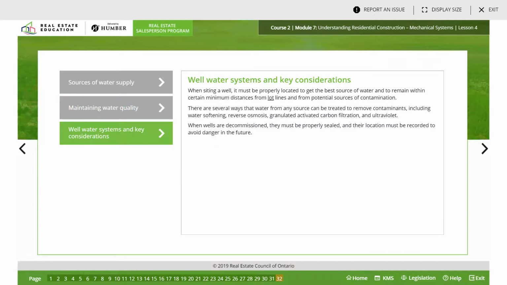Key considerations when siting a well: it must be properly located to get the best source of water and remain within certain minimum distances from lot lines and from potential sources of contamination. There are several ways water from any source can be treated to remove contamination, including water softening, reverse osmosis, granular activated carbon filtration, and ultraviolet. When wells are decommissioned, they must be properly sealed and their location must be recorded to avoid danger in the future. That was lesson 4.